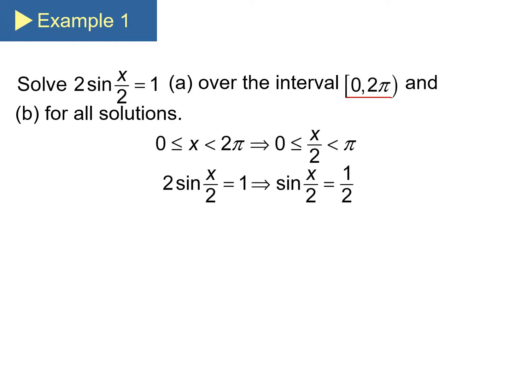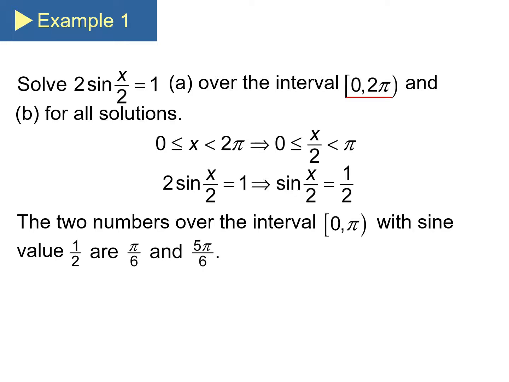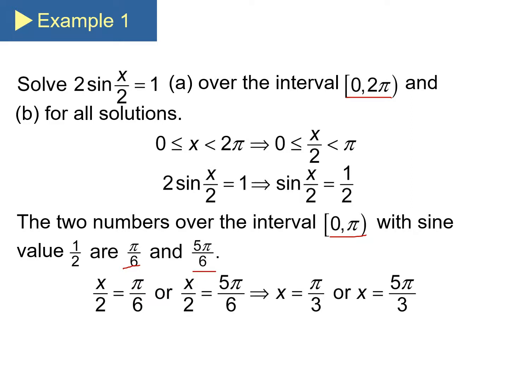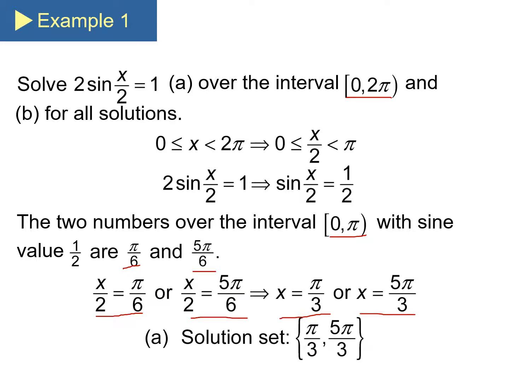So I can say 2 sine of x over 2 is equal to 1, so sine of x over 2 is equal to 1/2. Now, there are two numbers over the interval 0 to pi where the sine values are 1/2, and that's pi over 6 and 5 pi over 6. So x over 2 is pi over 6, or it's equal to 5 pi over 6. Solving these two equations, I get x is pi over 3, or it's 5 pi over 3. So my solution set is pi over 3 and 5 pi over 3.